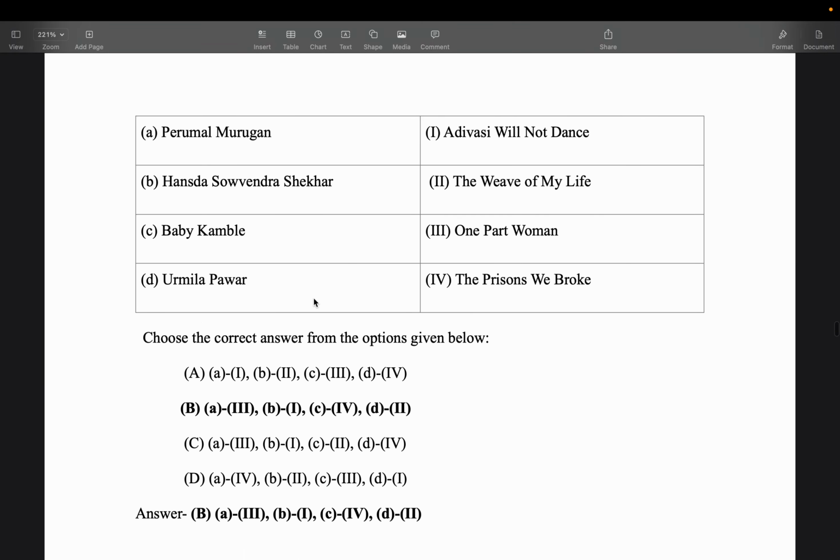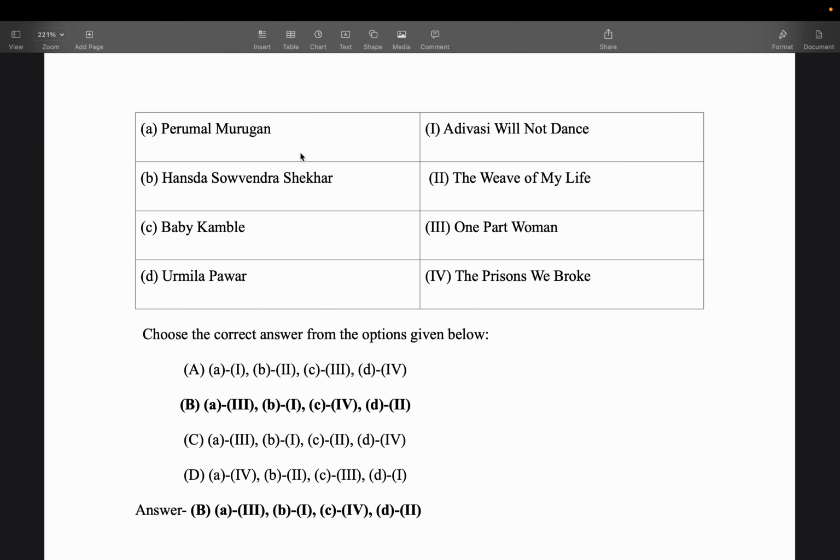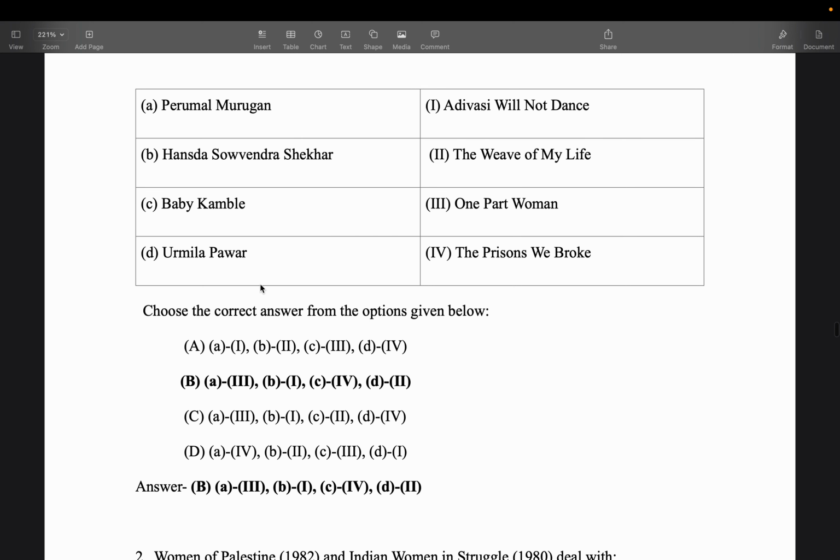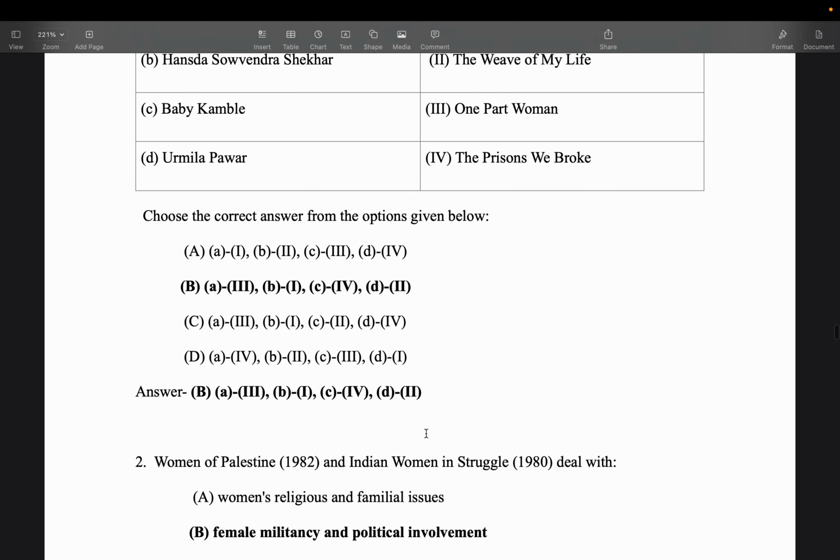Now match the following. This is a little easier. Many of these are very famous. Perumal Murugan, Hansda Sowvendra Shekhar, Baby Kamble and Urmila Pawar. Baby Kamble and Urmila Pawar I always teach. Perumal Murugan wrote One Part Woman, very famous writer. Baby Kamble wrote The Prisons We Broke. Urmila Pawar wrote Aidan, The Weave of My Life. And Hansda Sowvendra Shekhar wrote The Adivasi Will Not Dance. Now you should remember at least.